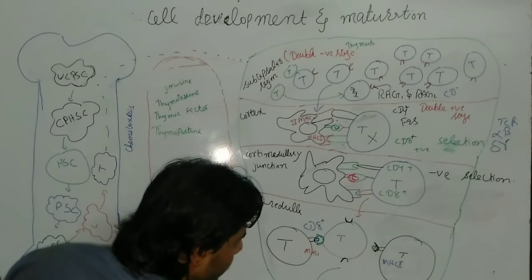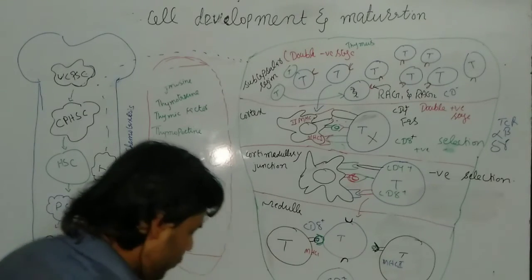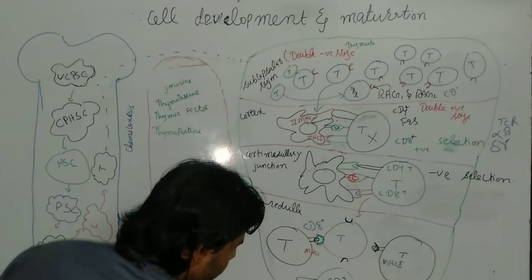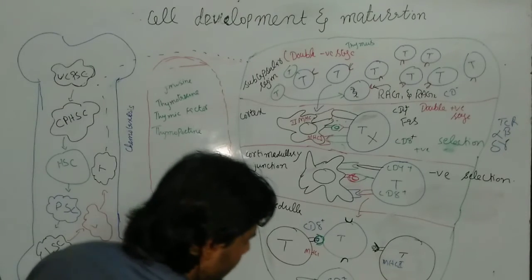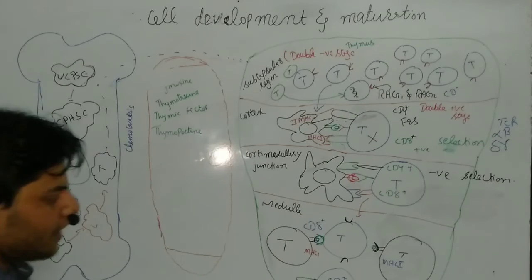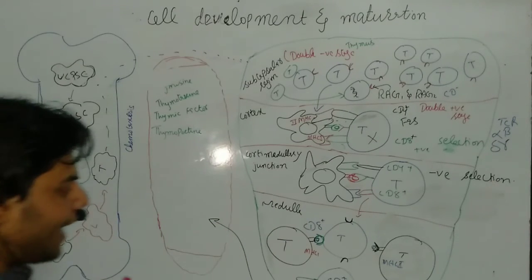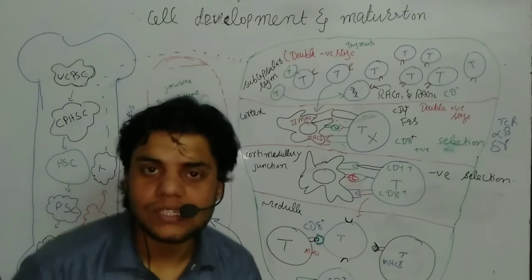So after that, it will mature into a CD8 positive cell, having all the receptors. Let's suppose this is the core receptor, which is the CD8, and moreover they also have the TCR receptor and other receptors as well. And then it is shifted into the bloodstream, and then this CD8 cell becomes a cytotoxic T cell.